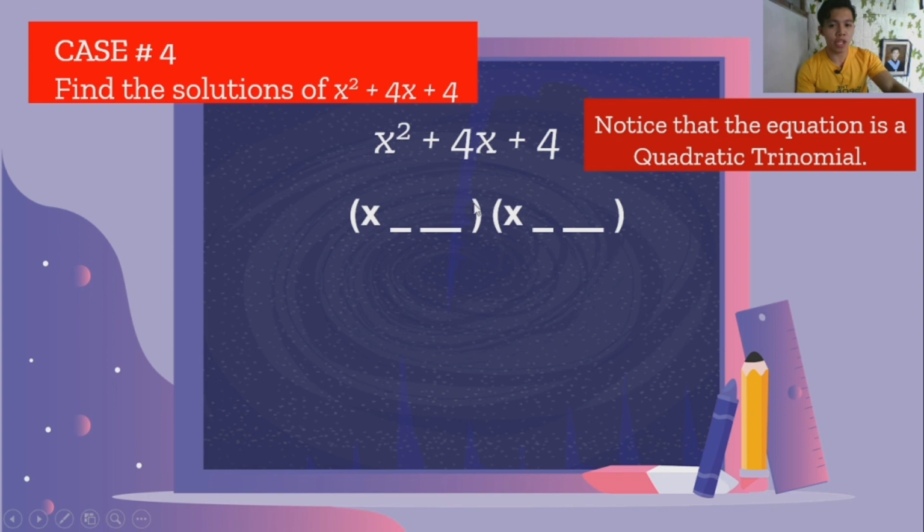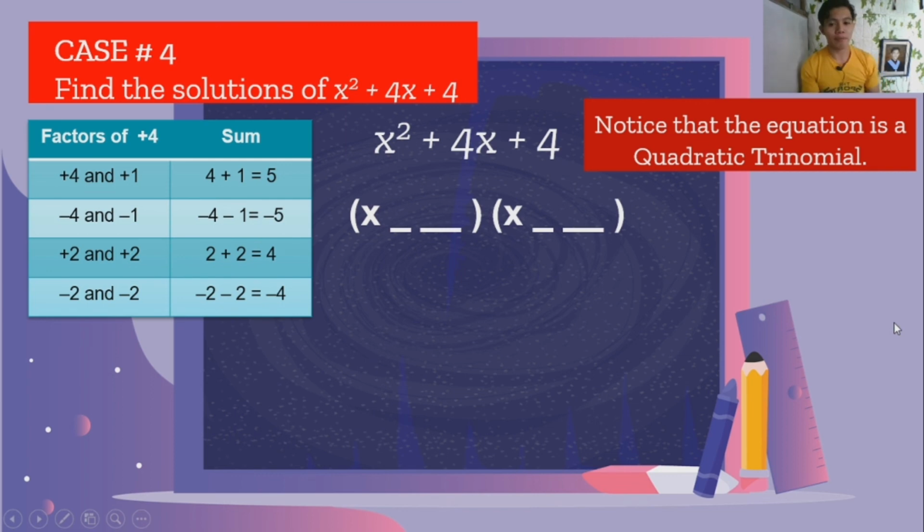And then, to find the missing terms, the missing signs and numbers, what you will do is consider the third term, positive 4. What are the factors of positive 4? It's either positive 4 times positive 1, negative 4 times negative 1, positive 2 times positive 2, or negative 2 times negative 2. Okay? So, here it is, we listed them. Now, what will you consider? The second term, positive 4. Which of these factors give positive 4 when added?